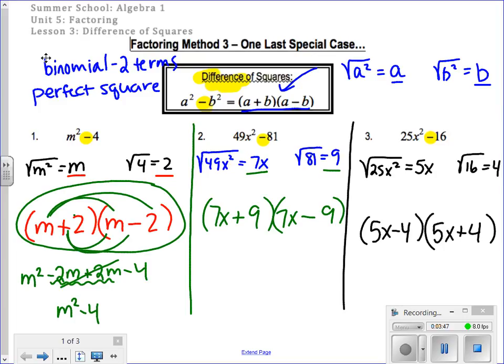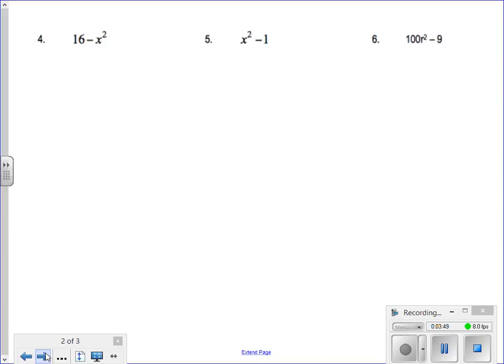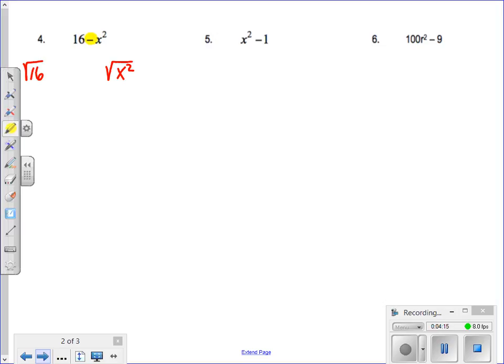Okay. Now you might be thinking this is a really easy factoring method, like I'm just taking the square root and putting them in. It is a really easy factoring method. The hard part is when it gets mixed up with everything else and you have to be able to identify what factoring method you're using. All right, so 16 minus x squared. Same type of problem, I can take the square root of 16 and the square root of x squared. I know that I can use this factoring method because there's a minus sign in all three of these problems.